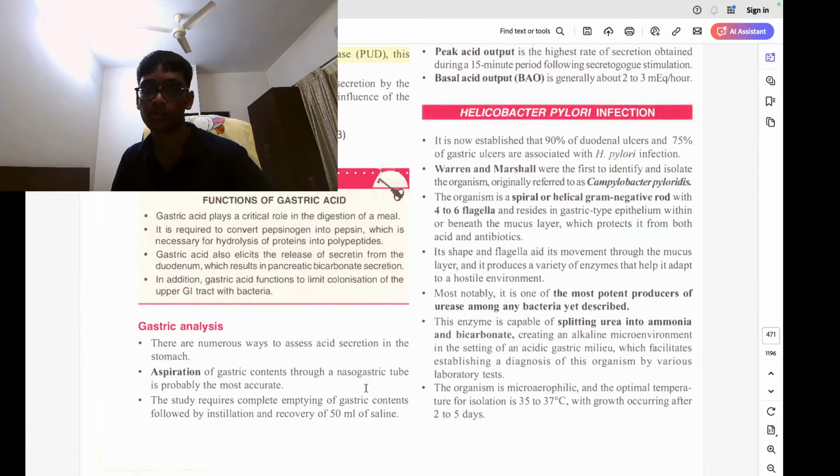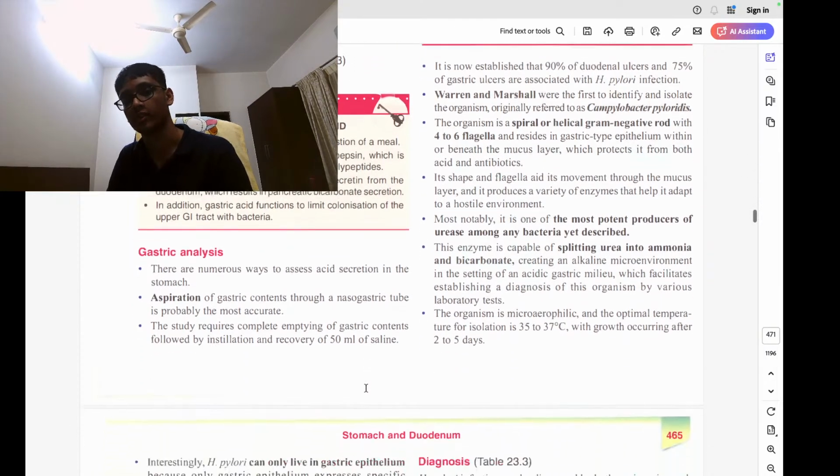Gastric acid plays a critical role in the digestion of a meal. It is required to convert pepsinogen to pepsin, which is necessary for hydrolysis of proteins into polypeptides. Gastric acid elicits release of secretin from the duodenum, which results in pancreatic bicarbonate secretion. In addition, gastric acid functions to limit the colonization of the upper GI tract with bacteria.